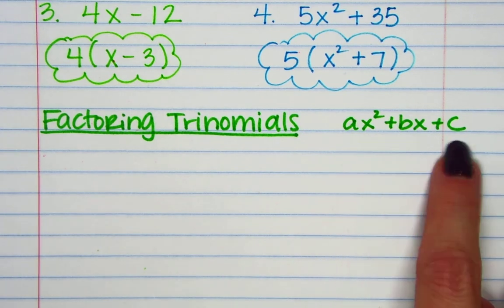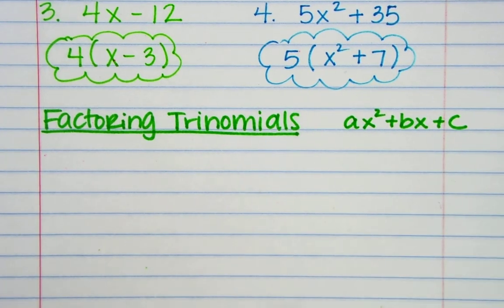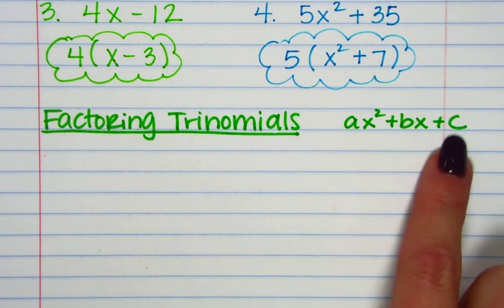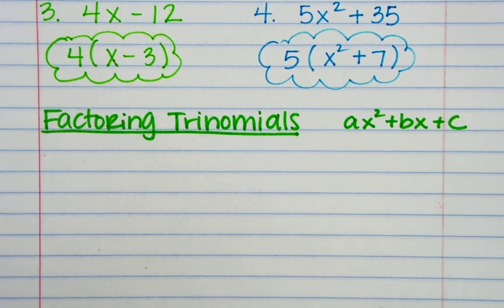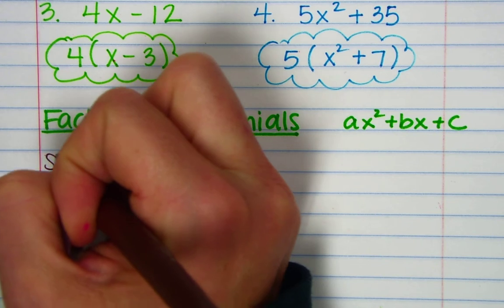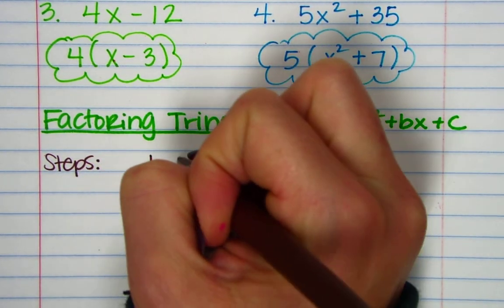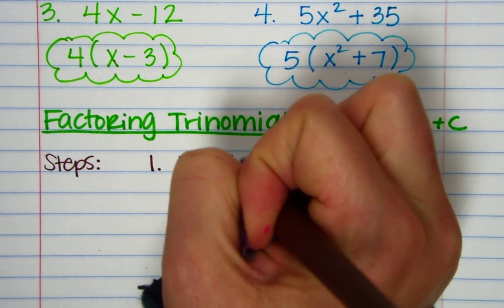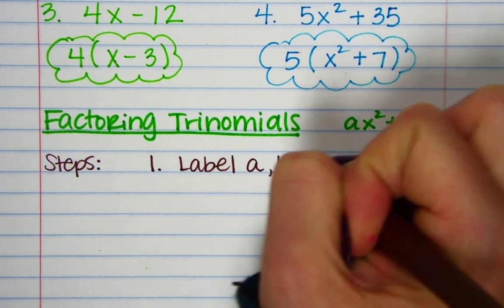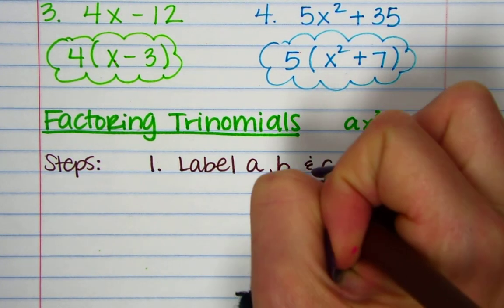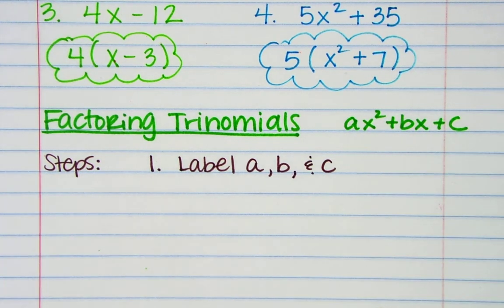It should be in this order. If it's not, put it in the order, okay? With x squared first and then x and then your constant. Okay, and we're going to write down the steps to factoring these. Okay, there's 4 steps. Okay, step 1. Label A, B, and C. Okay, I got to label A, B, and C. We got to know what numbers those are.